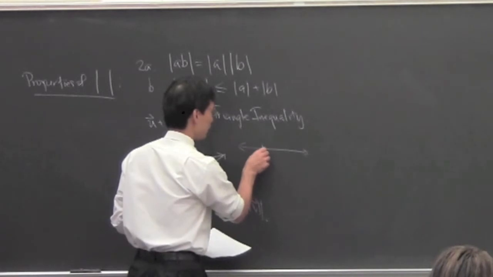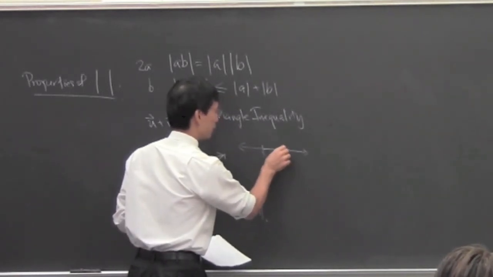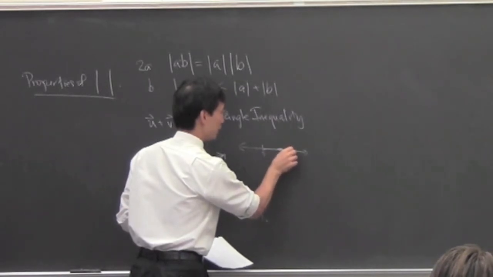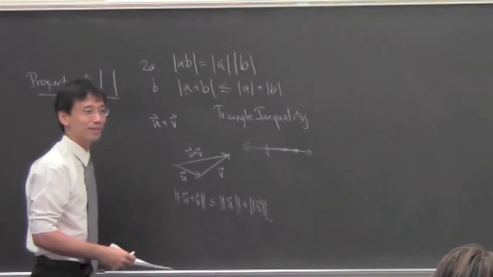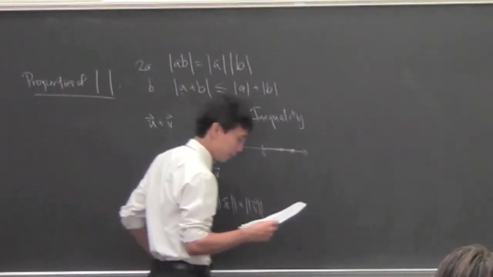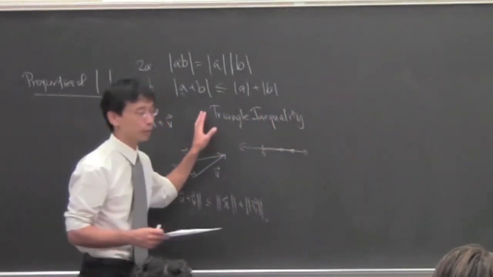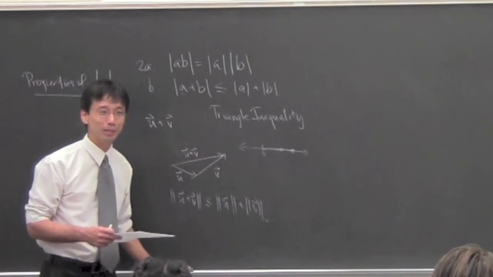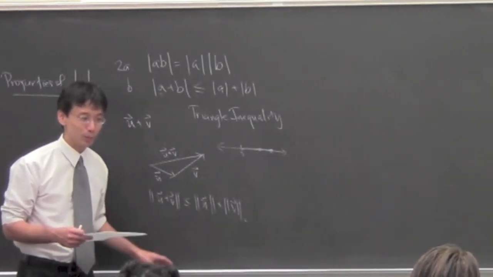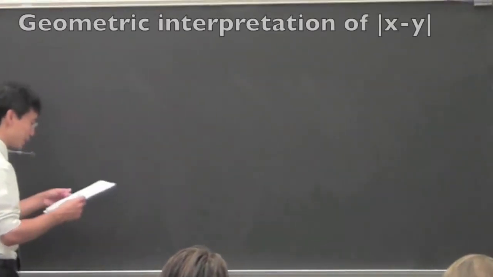You've got one length of the triangle plus another length of the triangle, and here's the third length of the triangle. It's just flat. Okay, so that's called the triangle inequality. It's really important. It may not seem so important to you, but it's actually a useful tool for mathematicians.